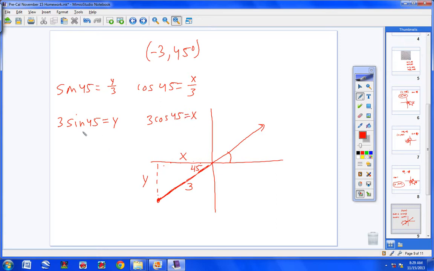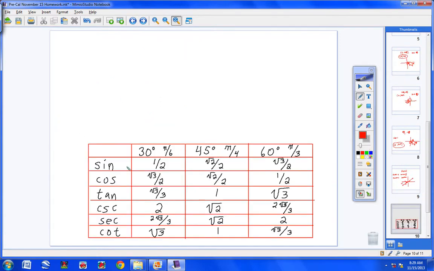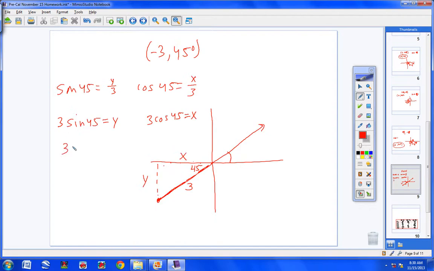And now students, we know what the sine of 45 degrees is. The sine of 45 degrees is square root of 2 over 2. And we know the cosine of 45 degrees is square root of 2 over 2. So I really have 3 times square root of 2 over 2 equals y. And over here I have 3 times square root of 2 over 2 equals x. And so what you end up with is 3 times square root of 2, put the 3 over 1, 3 square root of 2 over 2, and same thing here, put this over 1, you get 3 square root of 2 over 2. So the length of this line here is 3 square root of 2 all over 2.